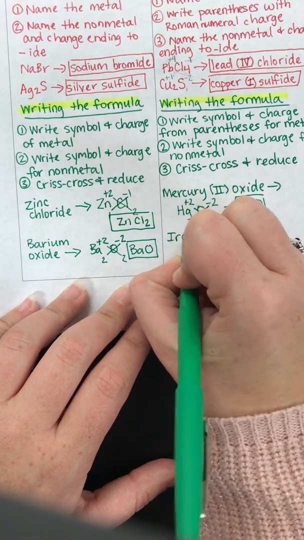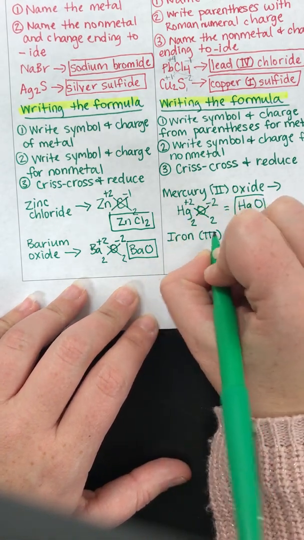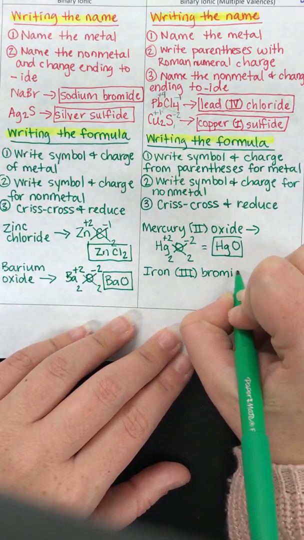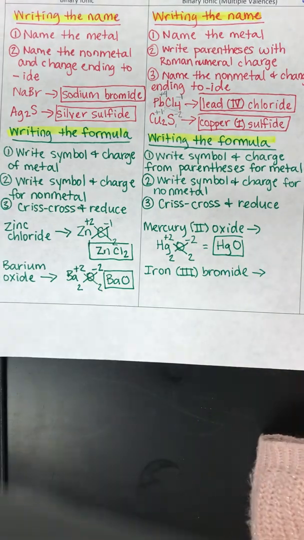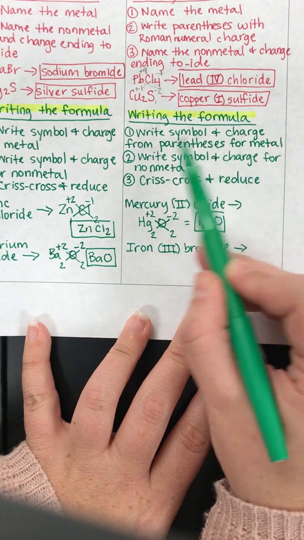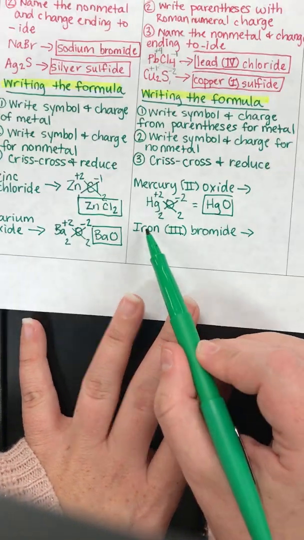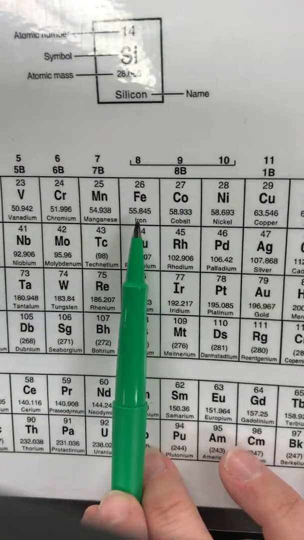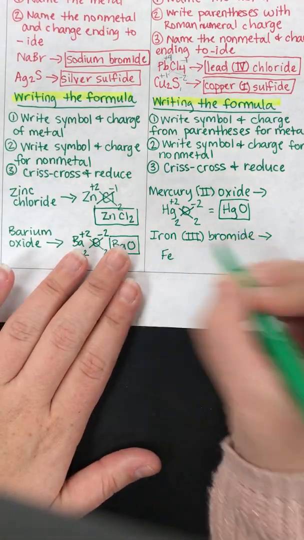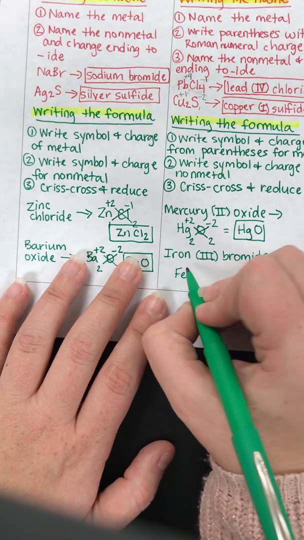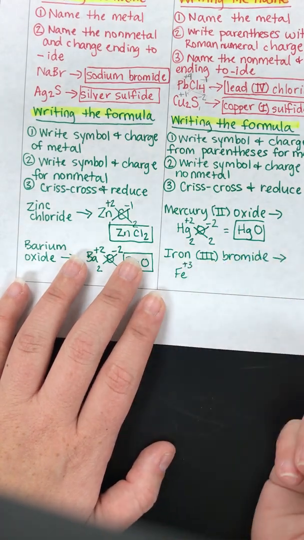We have iron 3 bromide. Iron 3 bromide. So go back to your step 1. It says write symbol and charge from parentheses for the metal. So iron's symbol, if you don't know, on the periodic table, it's kind of weird. Doesn't start with an I. It's Fe. So here's my Fe, and the charge comes from right here. This 3 right here in parentheses tells me that it's using +3. That's a little bit easier, I think.